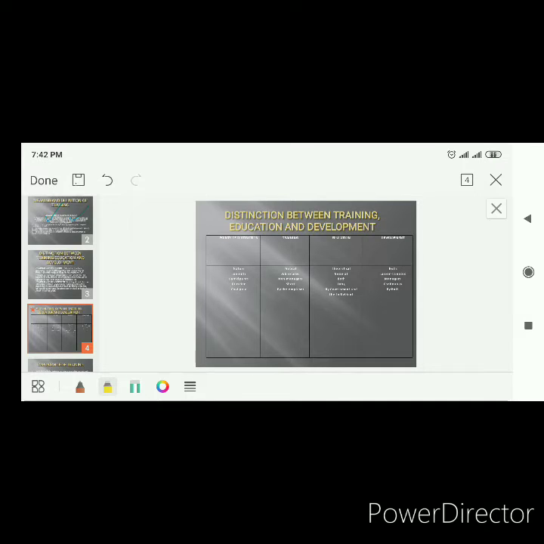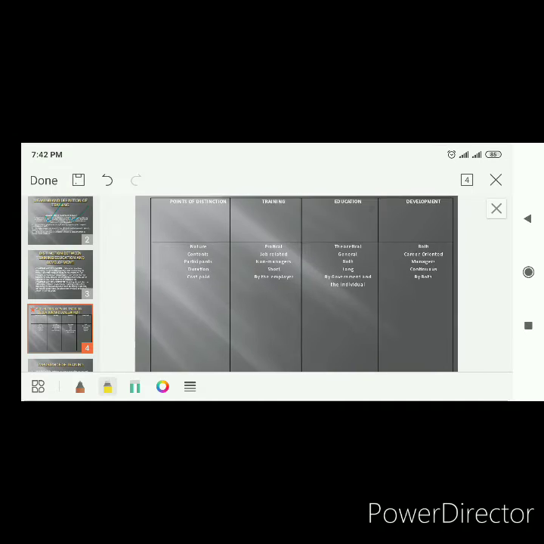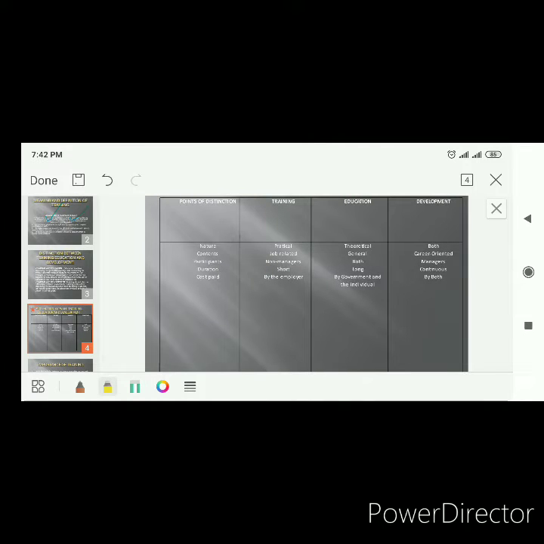Training, education and development. The chart you can see, that is very simple chart. The first point is the basis of distinction. Under that we have nature. So you can see, very simple but very easy to understand. Under nature you can see training is practical in nature, education is theoretical in nature, development is both practical and theoretical in nature.